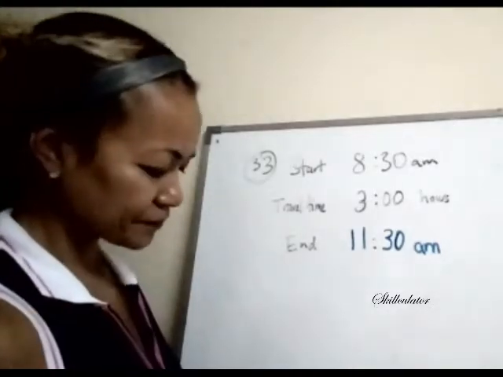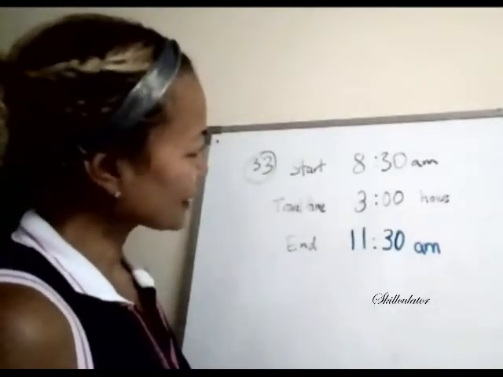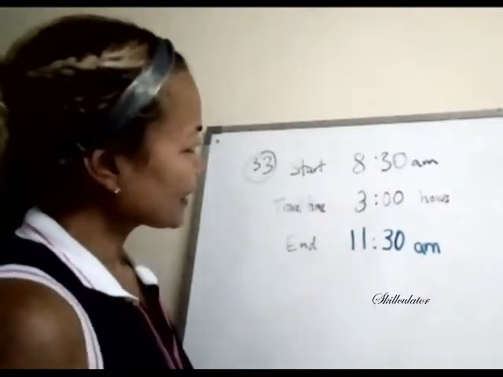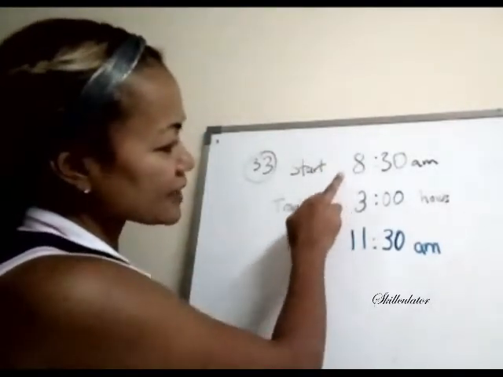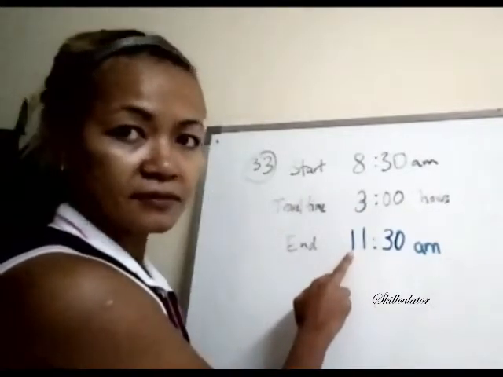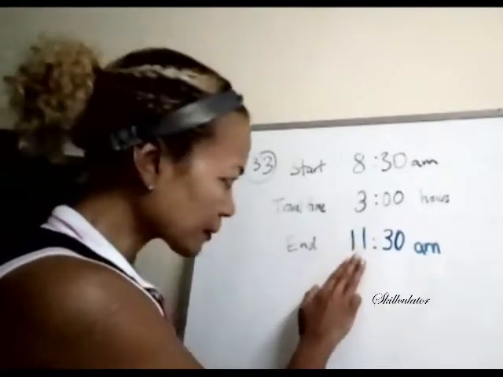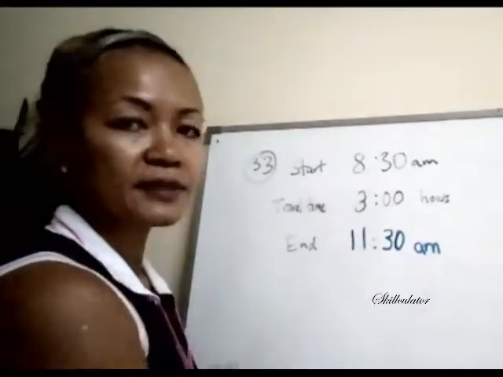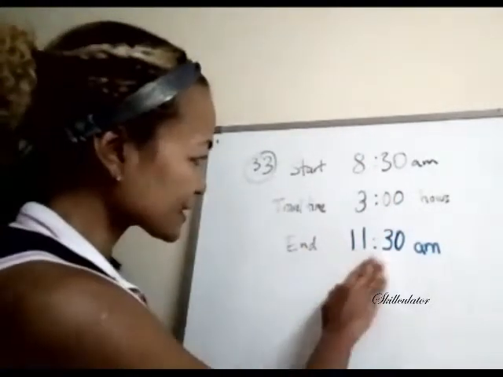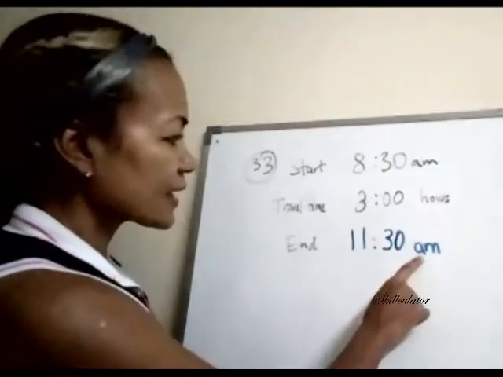So in this case you don't have that problem, because 8 plus 3 is 11. You haven't reached 12 yet, so you don't have a problem. That's exactly how you write it down. And here you only reach 30, you don't reach 60, so that's exactly how you write it down. And it's still AM.